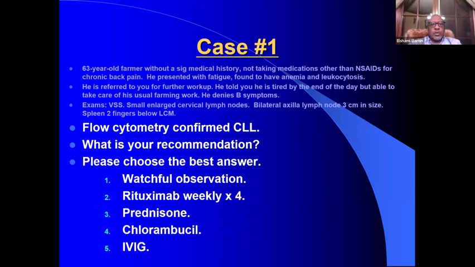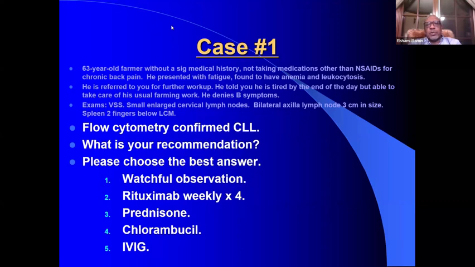So choose the best answer from this. Either watchful observation, rituximab weekly times 4, prednisone, chlorambucil, or IVIG. So which one do you choose? If you choose in the chat, that will be good, so we can all share the discussion. Just 1 minute, and if you could choose, just go ahead and choose. This will make us more interactive.